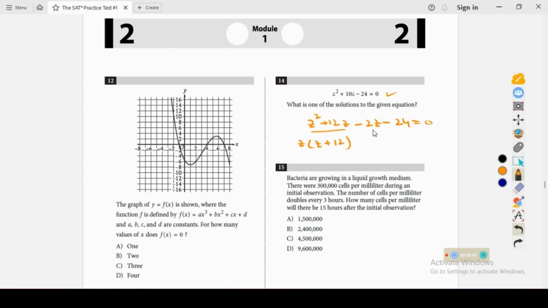And what is common in the second two terms? It is minus 2. And what we left, that is z plus 12 equals to 0. We can rewrite this equation as z minus 2 and z plus 12 equals to 0. So what are the values of z? The values of z are 2 and minus 12. So these are the two solutions of the given equation.